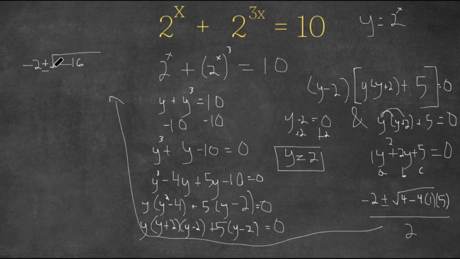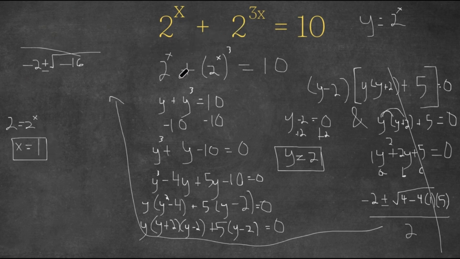And as you see, we can't take the square root of a negative. That's not possible. Meaning this equation gives no real solution. So our only solution is y equals 2. So now, as you can see, y equals 2 to the power of x, right? So because we already know that y equals 2, we have 2 equals 2 to the power of x. And 2 to the power of what equals 2? 1, because anything to the power of 1 equals itself, meaning x equals 1.